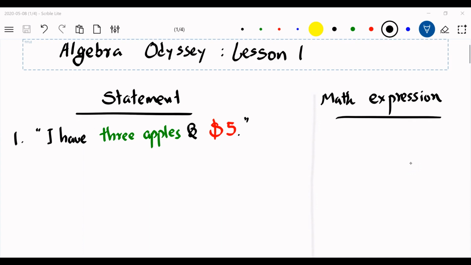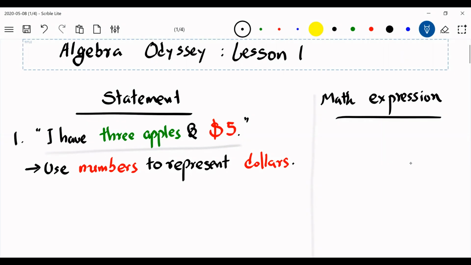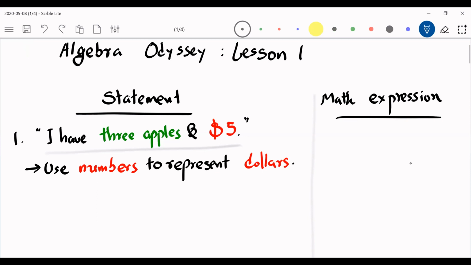Now, let's see how this conversion from English statement to a mathematical expression can be done. Suppose I have an English statement something like I have 3 apples and $5, and I'm looking forward to find an equivalent mathematical expression. So for this conversion, it's quite natural to use just numbers to represent how many dollars I have. Let's say a $1 coin is equivalent to the number 1, so we can use the number 5 to represent $5.